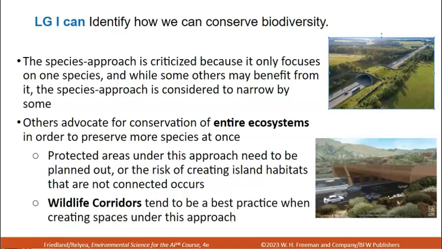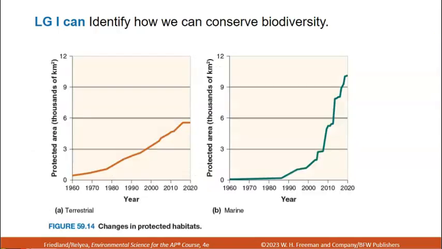So it can connect isolated habitats to help mitigate the effects of habitat fragmentation. So you do need to know about wildlife corridors as a solution to habitat fragmentation and to help our endangered species. Okay, so here's a couple of graphs of how we have protected more area over time.